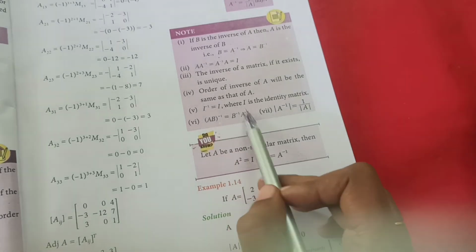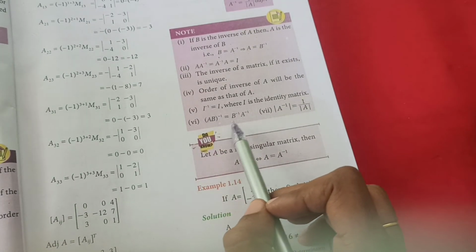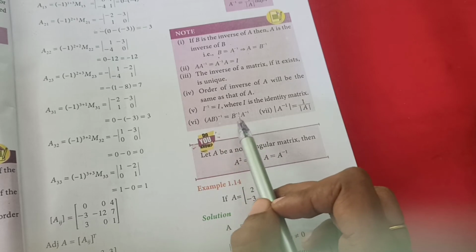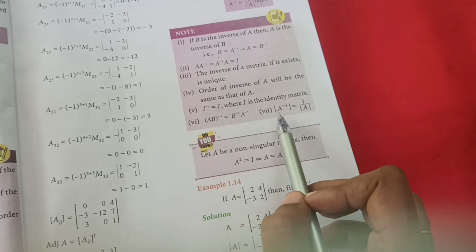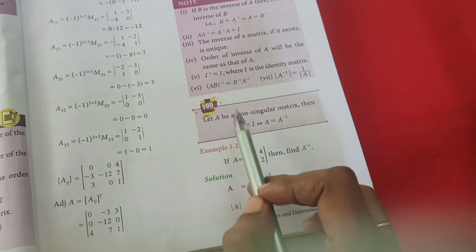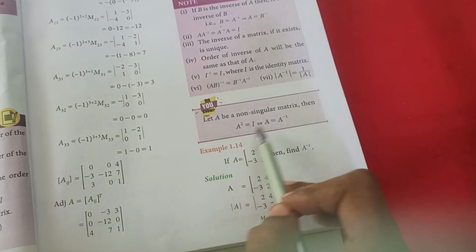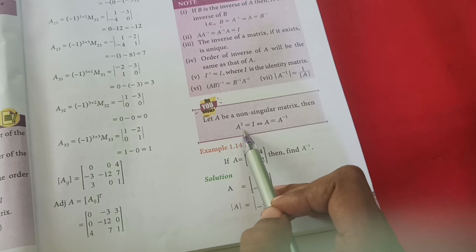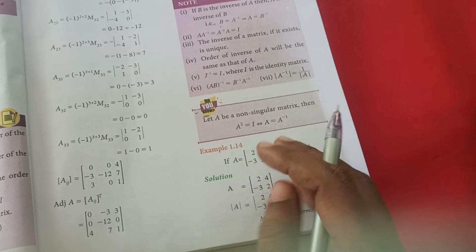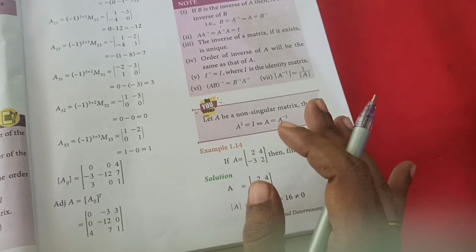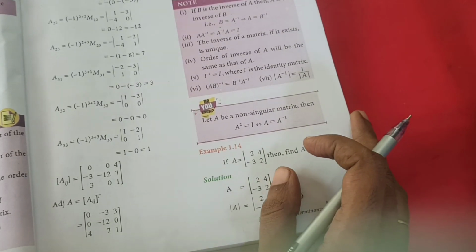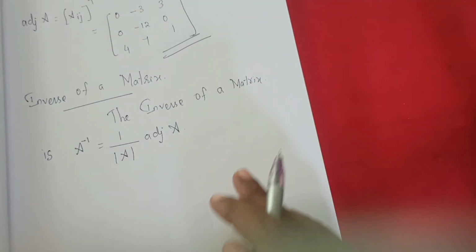All these things we will prove afterwards. AB the whole inverse is equal to B inverse into A inverse. If you find B inverse and A inverse separately and multiply them, we will get the same answer as AB the whole inverse. Then determinant of A inverse is equal to 1 by determinant of A. Then if A is a non-singular matrix, A into A is equal to I if and only if A equals A inverse. Sometimes they will ask these in one word, otherwise it's not important. If you need it, I will explain later when teaching problems. Just go through this, it's enough, no need to note it down.